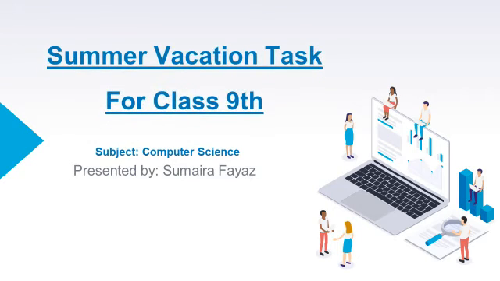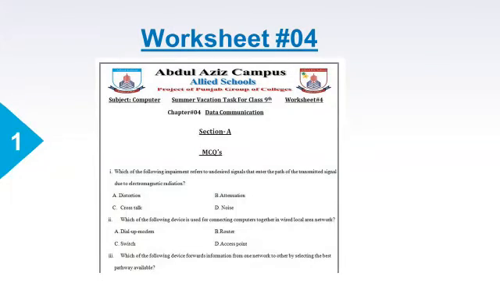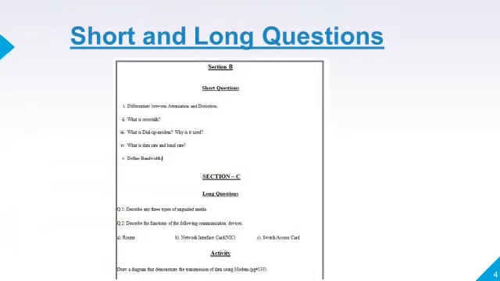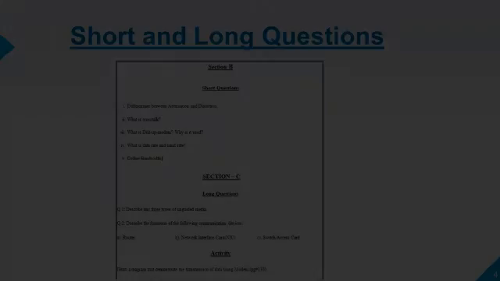We are going to discuss the summer vacation task for class 9th. In this video we are going to discuss worksheet number 4 that contains section A MCQs. You have to read the statement carefully and choose the correct answer on the provided worksheet. After that we have a section B that contains short questions, a section C that contains long questions that we will discuss in our upcoming videos, and you have to perform an activity at the end.